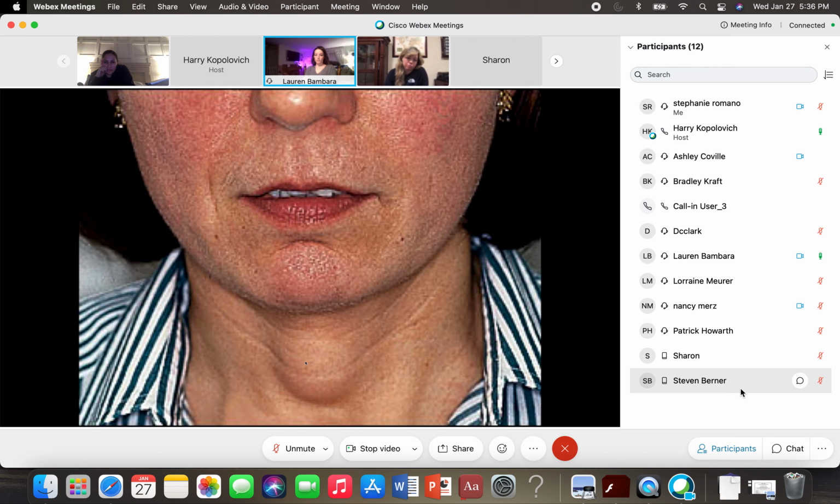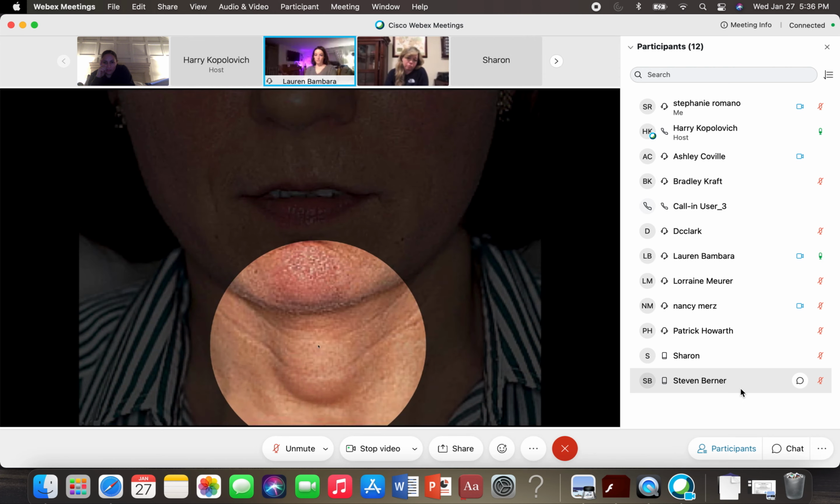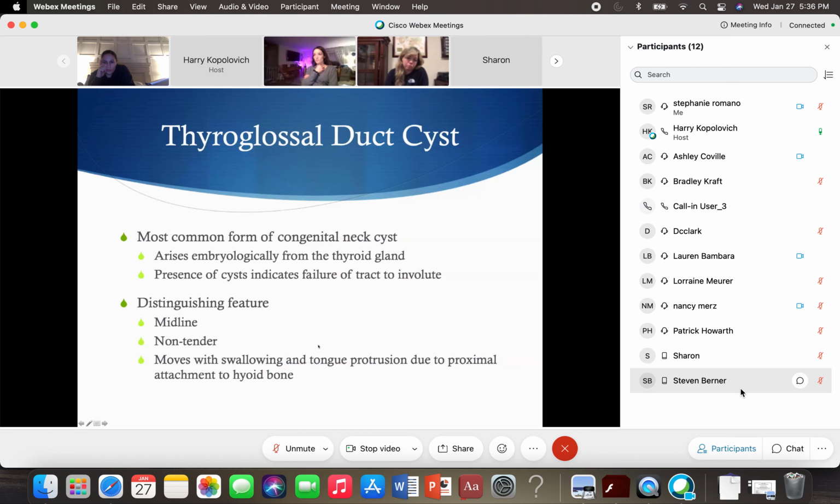This one's a little bit tougher. So this midline mass could be a lot of different things, but the fact that it's midline tells you that it's probably benign. And this is a thyroglossal duct cyst. It is the most common form of congenital neck cyst, and usually occurs as a result of the branchial cleft that fails to involute and leaves this kind of midline cystic structure.